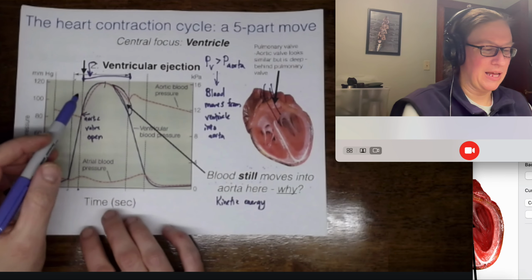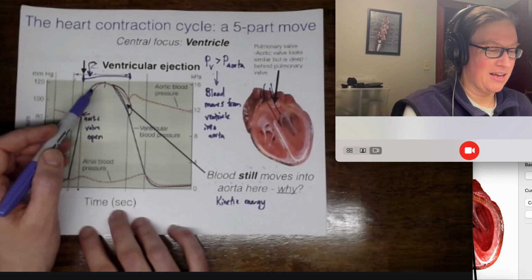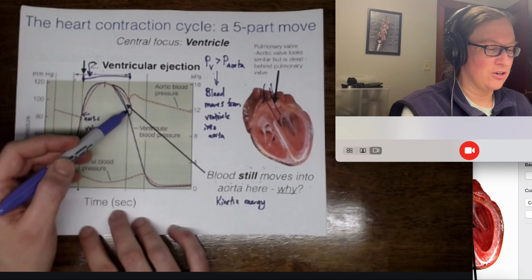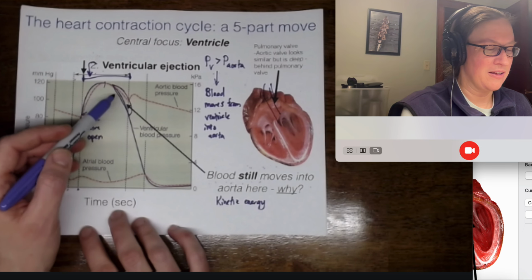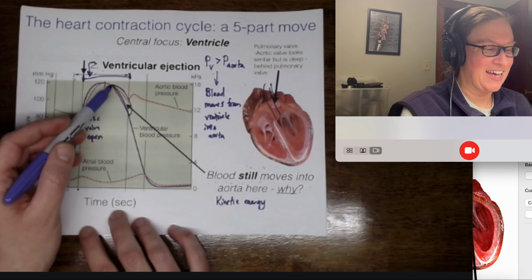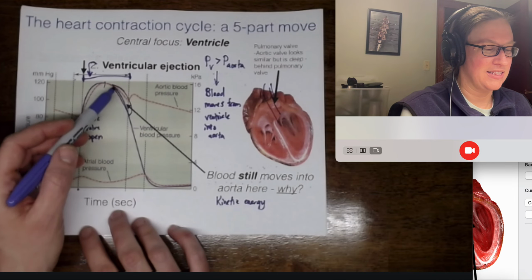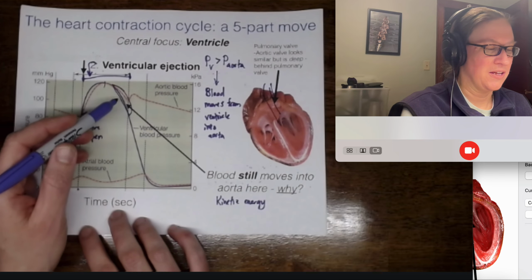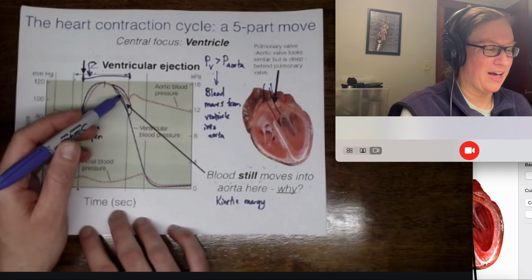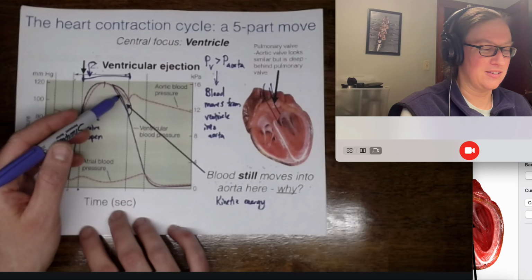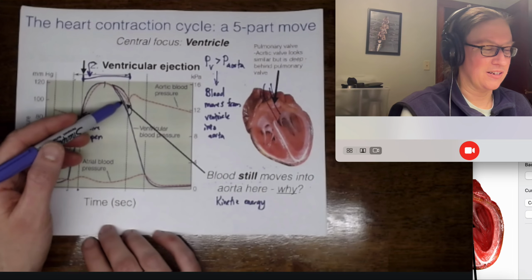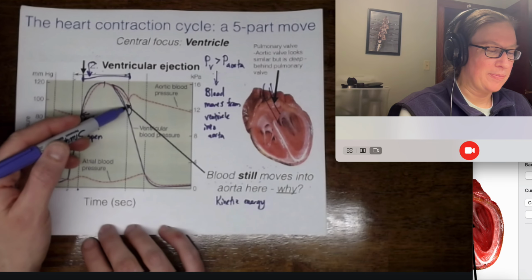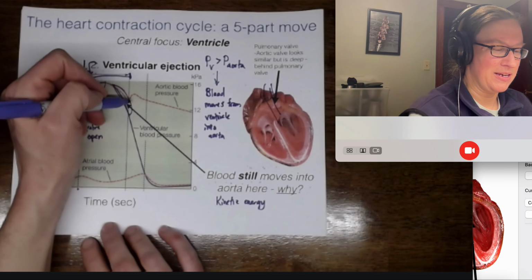So the blood that has been in the ventricle has kinetic energy from being squeezed, and that kinetic energy means that the total fluid energy for blood in the ventricle is still higher than the fluid energy of blood in the aorta, so there will still be net movement from the ventricle into the aorta. So out of the heart and into the systemic circuit overall.